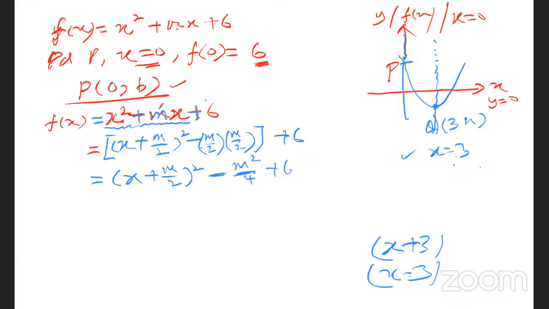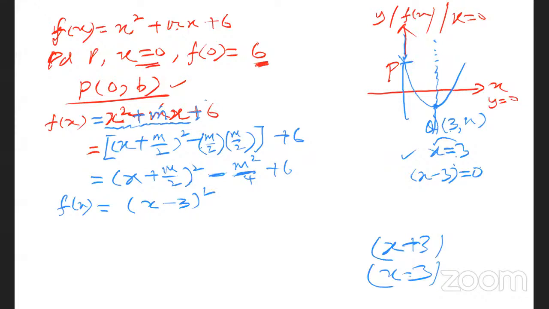X is 3. So you put x equal to 3. Therefore, you bring over x minus 3 in the bracket. Correct or not? Therefore, it must be f(x), and this equation must be (x minus 3) squared. Correct or not?